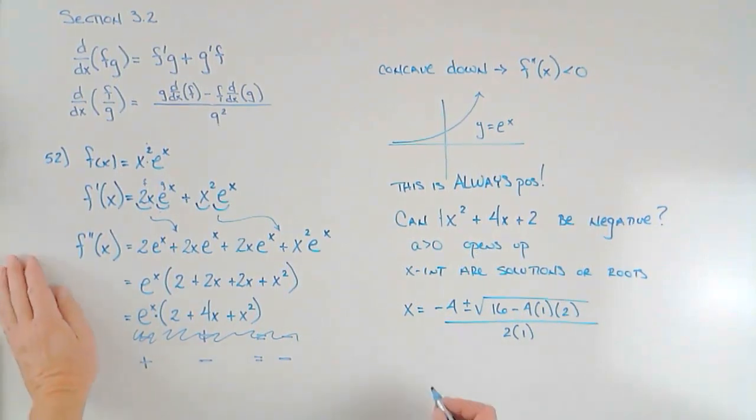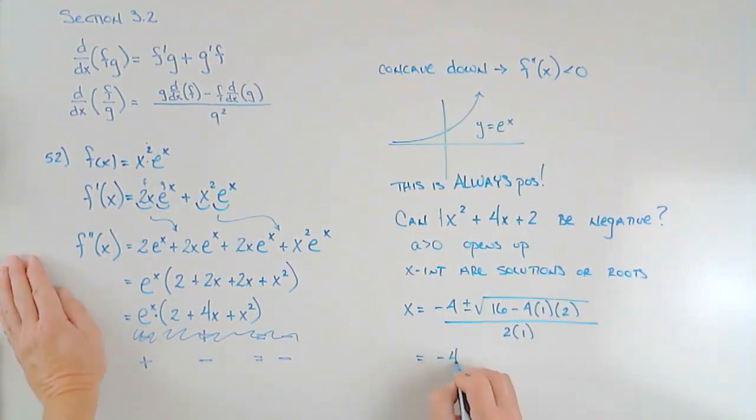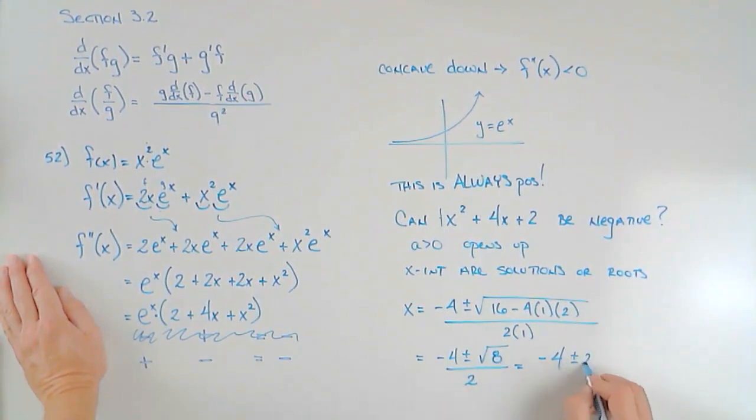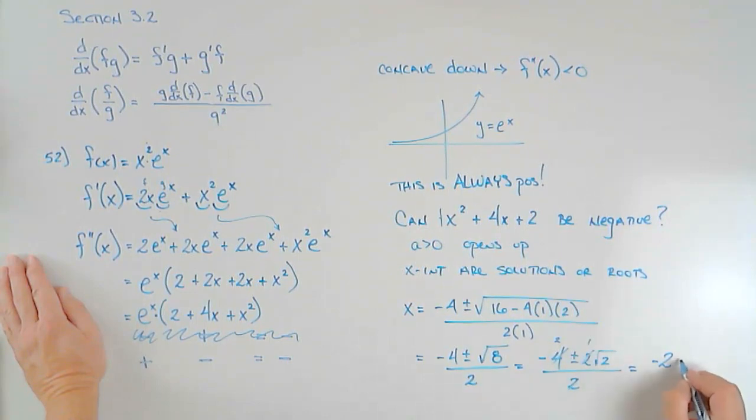Now, if we simplify this, right, what do we get? We get negative 4 plus or minus. This is 16 minus 8, so that's the square root of 8, all divided by 2. So that's going to be negative 4, there's a perfect square in there, so that's plus or minus 2 root 2, all divided by 2. Now that's going to equal, because we can cancel 2's, negative 2 plus or minus root 2, because 2 goes into 2 once and 2 goes into 4 twice.